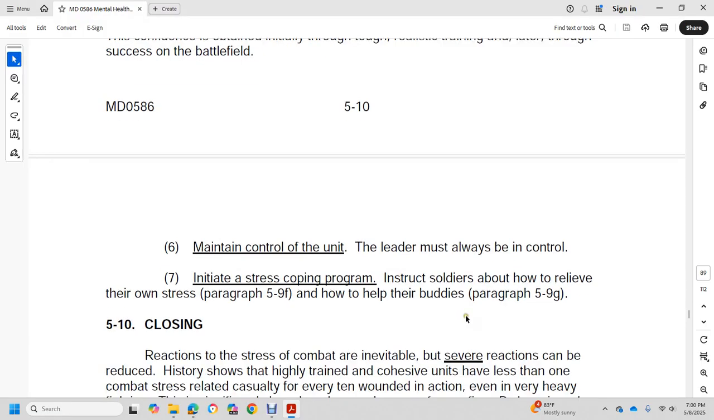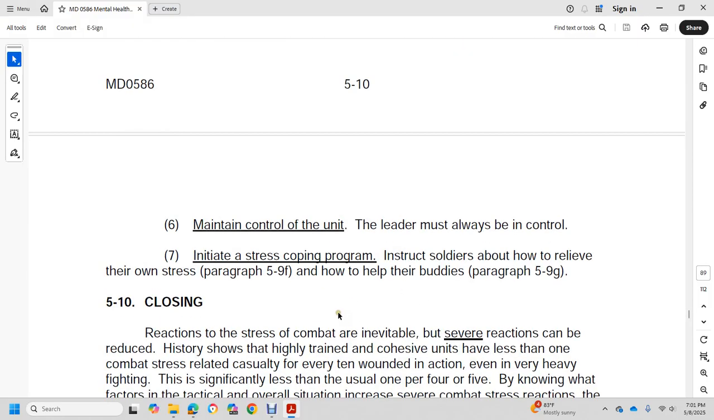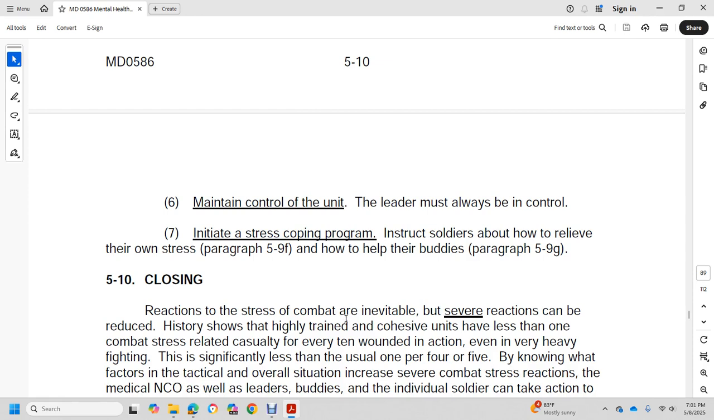5.10 Closing. Reactions to combat stress are inevitable, but severe reactions can be reduced. History shows that highly trained, cohesive units have less than one combat stress-related casualty for every 10 wounded in action, even in very heavy fighting. This is significantly less than the usual one per four or five.